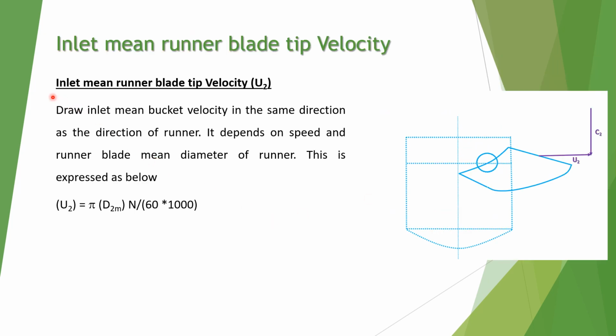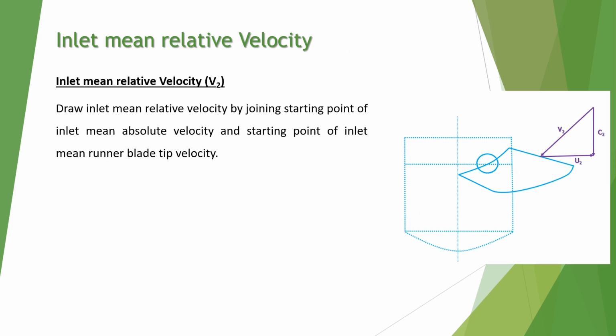Inlet mean runner blade tip velocity is u2, so you need to draw the inlet mean runner blade tip velocity as shown, in the same direction as the direction of rotation of the blade, and it depends on the speed and the mean diameter of the runner at inlet, which is expressed as u2 is equal to pi d2m into n upon 60 into 1000. So this is the value through which we can calculate u2.